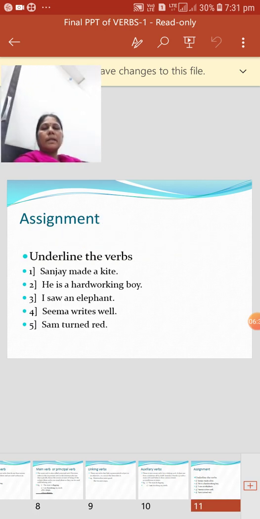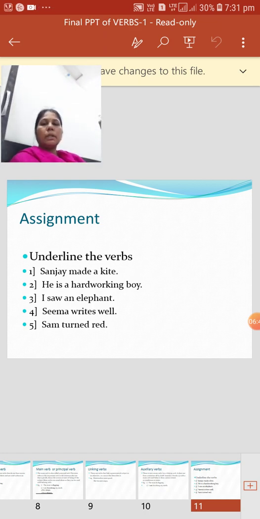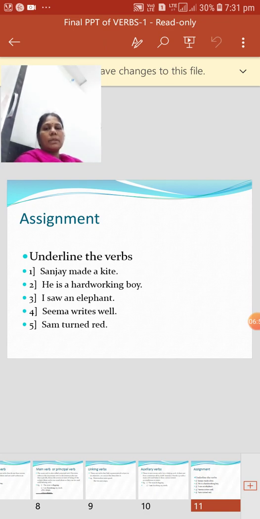Now see, last slide is of assignment. Students, you have to read the sentences and underline the verbs in the sentences. Note it in your notebook and put the photocopy on the WhatsApp group, so that I may come to know which concepts of yours are clear and which are not.